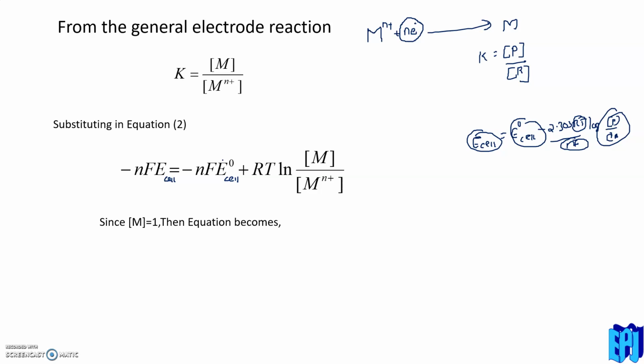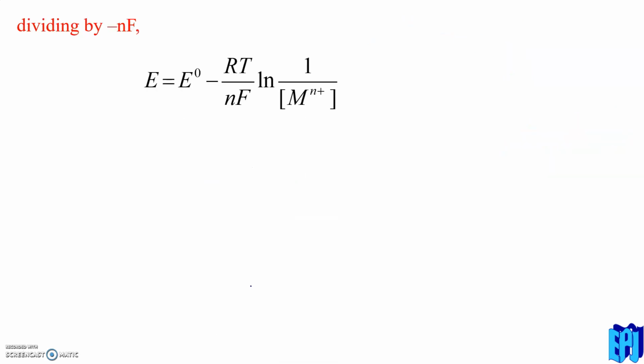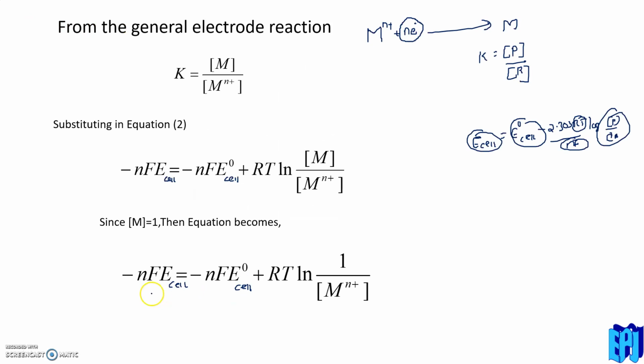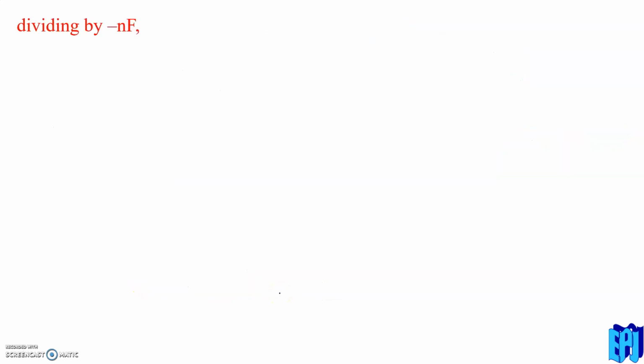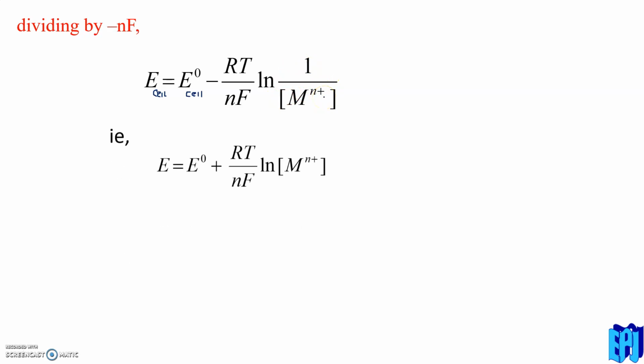Since the concentration of M is equal to 1, the equation becomes minus NF E cell is equal to minus NF E0 cell plus RT ln 1 by concentration of Mn+. We need only E cell here and E0 cell, so we divide the equation by minus NF. We get E cell is equal to E0 cell minus RT by NF ln 1 by concentration of Mn+. Now reverse the logarithmic term, so the sign gets interchanged.